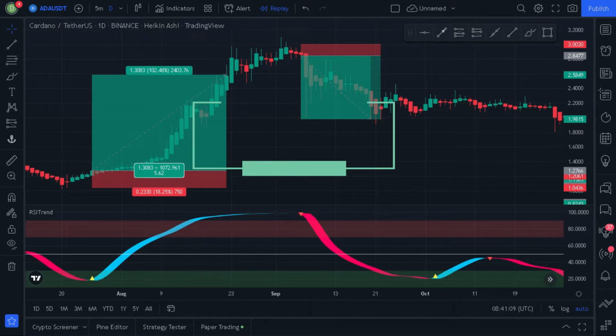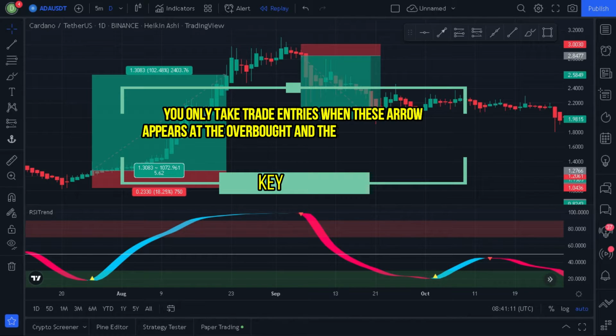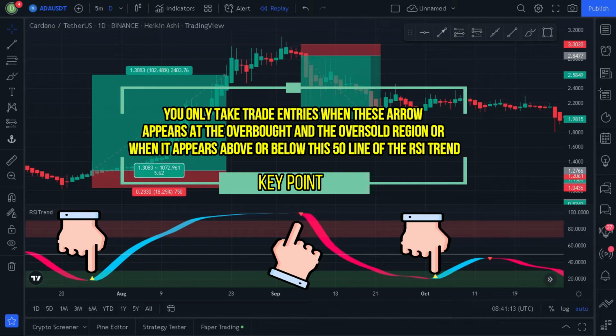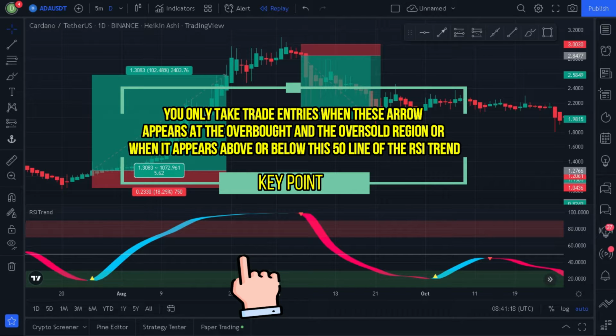Now, here is a very key point. You only take trade entries when these arrows appear at the overbought and the oversold region or when they appear above or below this 50 line of the RSI trend. Otherwise, you will regard it as a false signal.